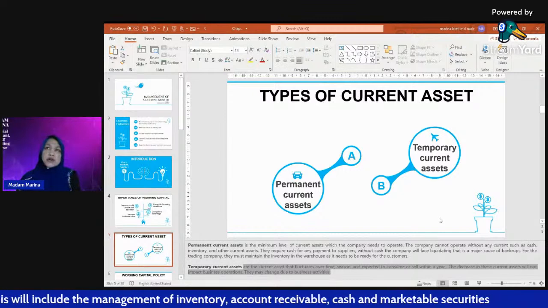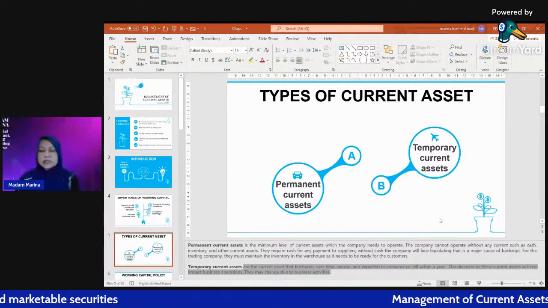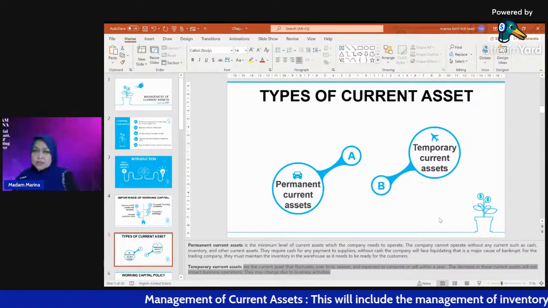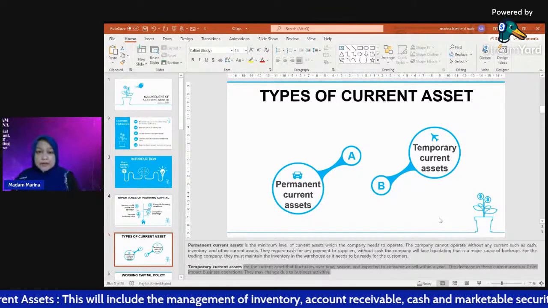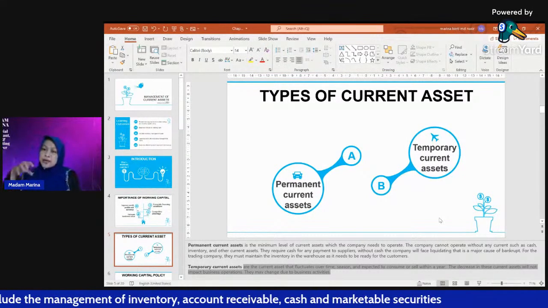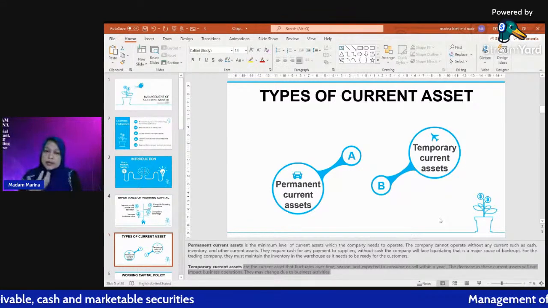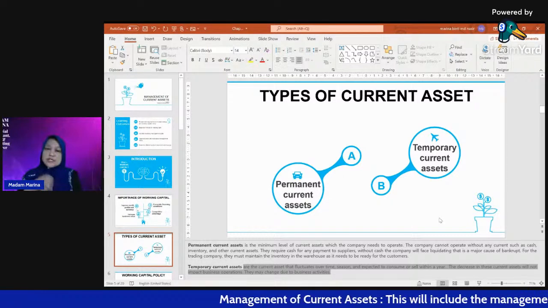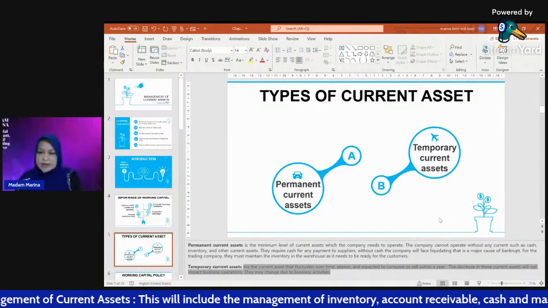the season of Hari Raya. Okay, for example, Hari Raya Aidilfitri, all the businesses related to Kuih Raya, for example. Okay, so Kuih Raya is actually the temporary current asset. Why is Kuih Raya temporary current asset? Only in the season of Hari Raya will the businesses sell the Kuih Raya. That is temporary current asset. Only temporary for that season only.